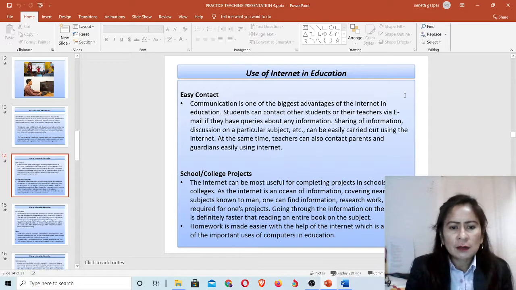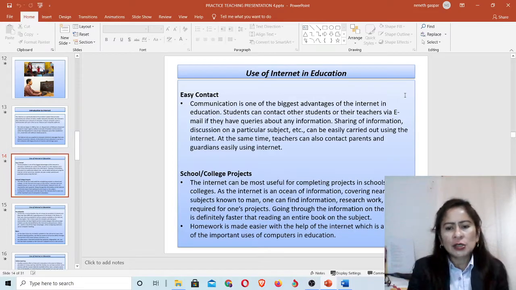School and college projects. The Internet can be most useful for completing projects in school and college, as the Internet is an ocean of information covering nearly all subjects known to man. One can find the information and research work required for one's project. Going through the information on the Internet is definitely faster than reading an entire book on the subject. Homework is made easier with the help of the Internet, which is also one of the important uses of computers in education.